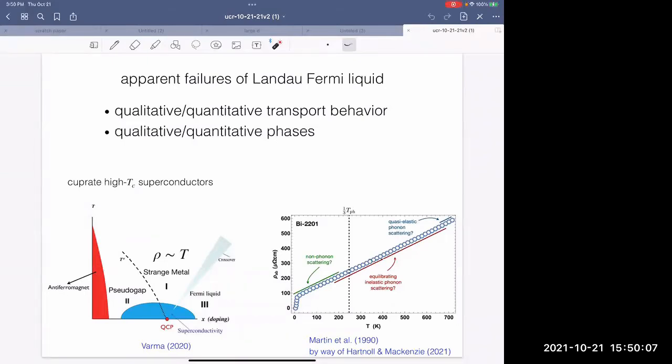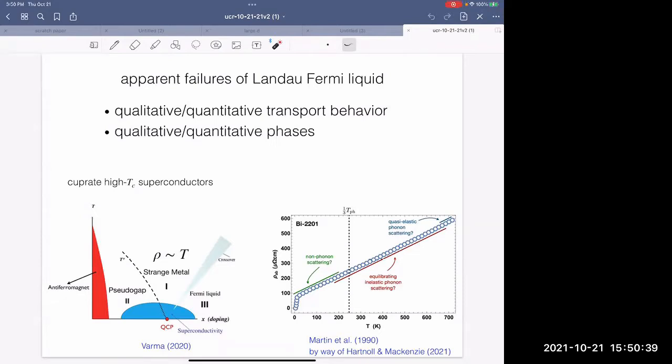And there are, in quotes, conventional phases, such as an antiferromagnetic state having to do with the spins of the electrons. There's a superconducting state. And the novelty, or one of the novelties at least, here is that the temperature at which you enter the superconducting state is orders of magnitude larger than in a conventional superconductor obtained from Fermi liquid theory.